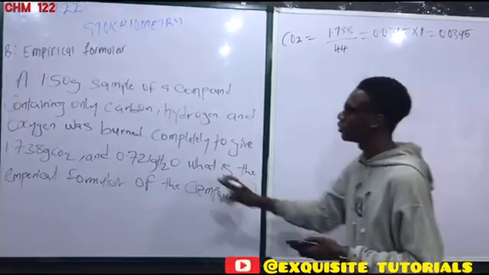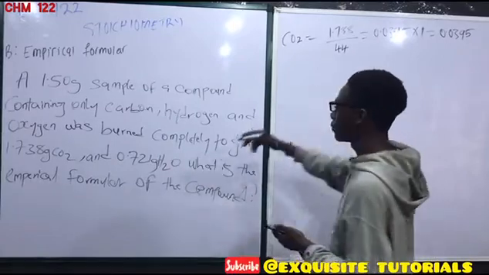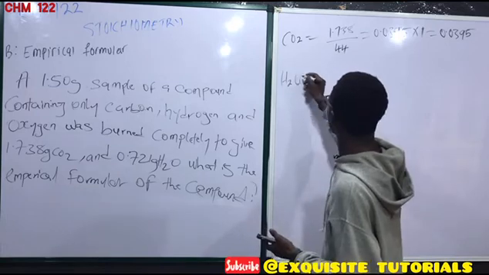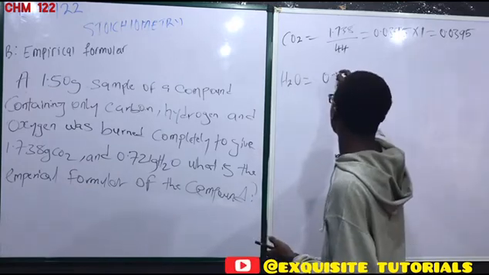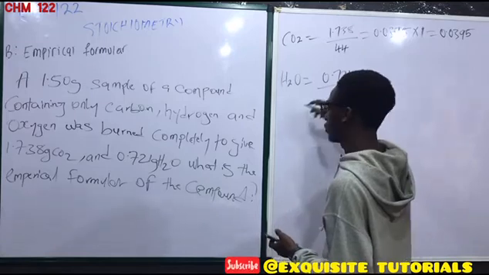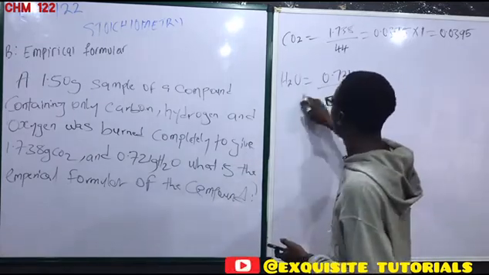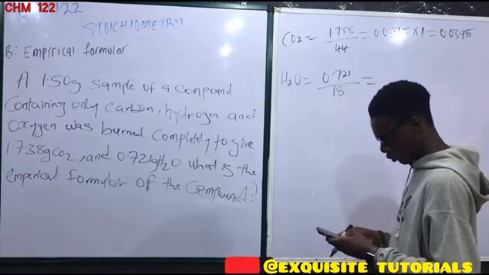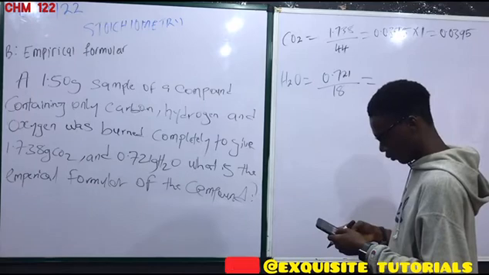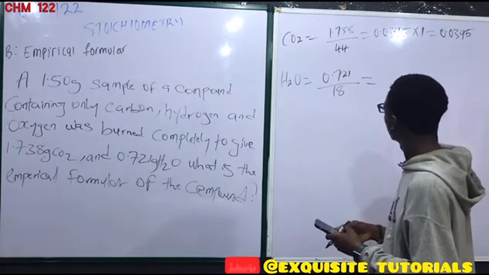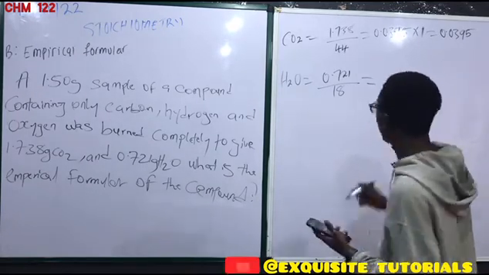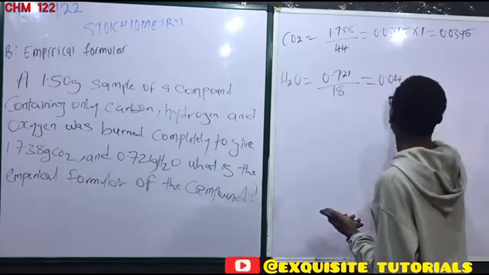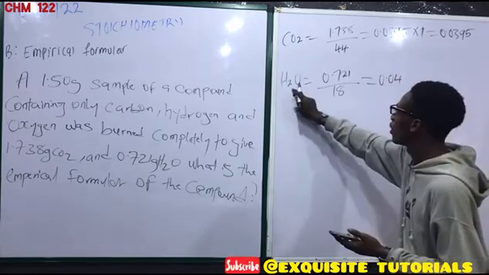Alright, now let's look at that of water, sorry. We have H2O equal to 0.721 over the formula weight of water, which is 18. So we are having 0.04 approximately.